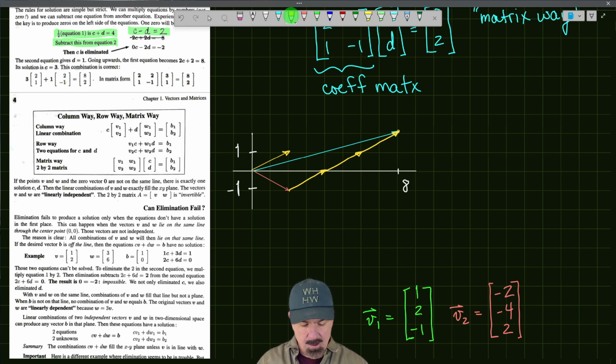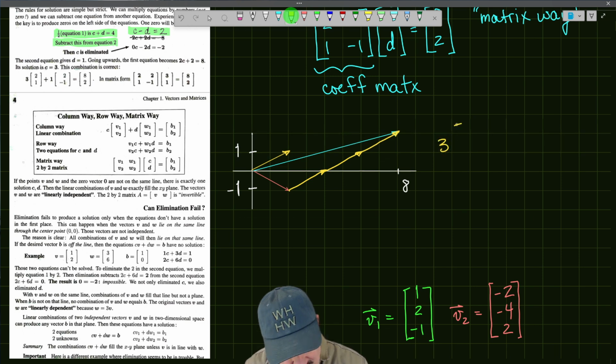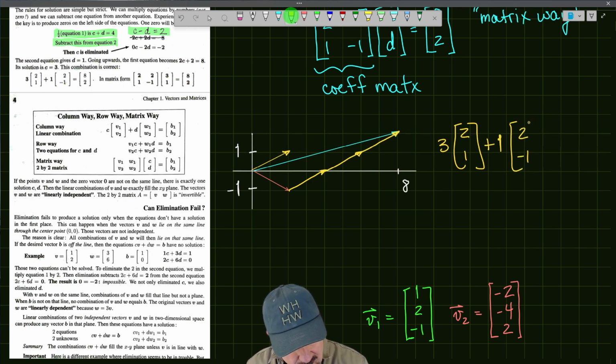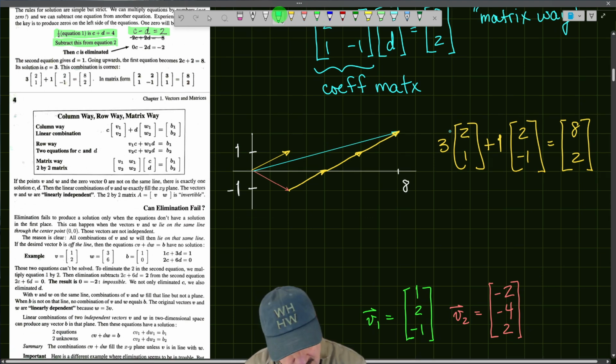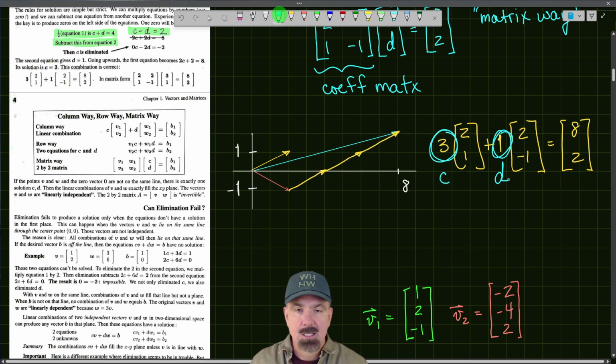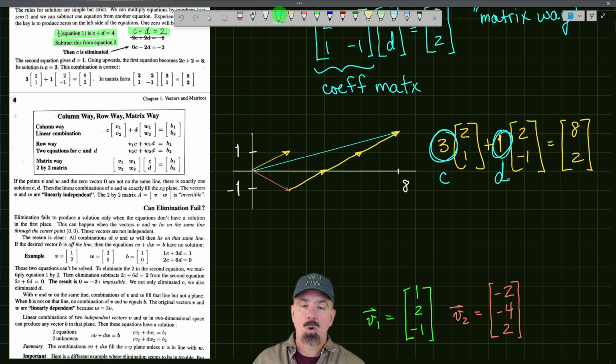the cyan vector. So we know that 3 times 2, 1 plus 1 times 2, negative 1 gives us what we wanted, which is the vector 8, 2. And these are c and d respectively. c is equal to 3 and d is equal to 1.